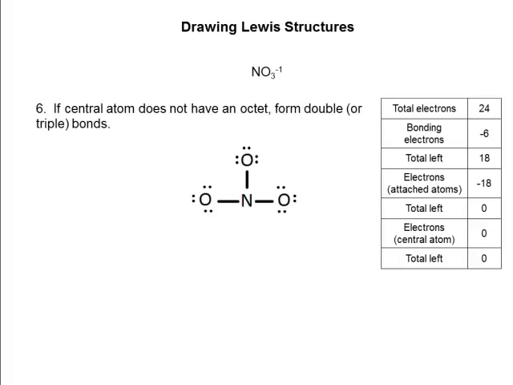Central atom doesn't have the octet, so I need to form double or triple bonds. Well, if I form a double bond by moving one of those lone pairs in, I can get my octet on my nitrogen.